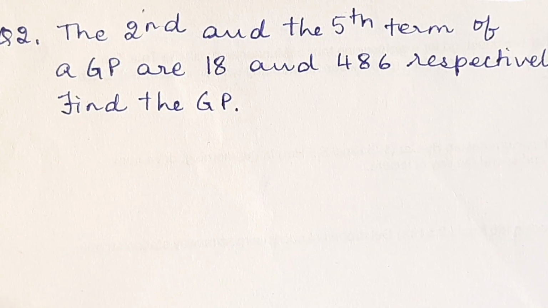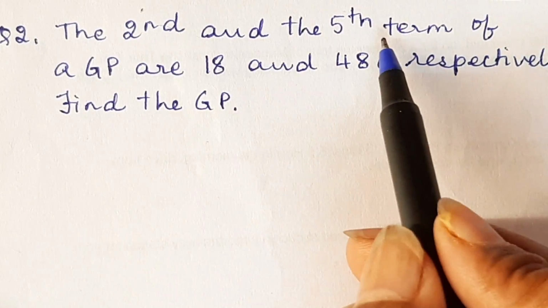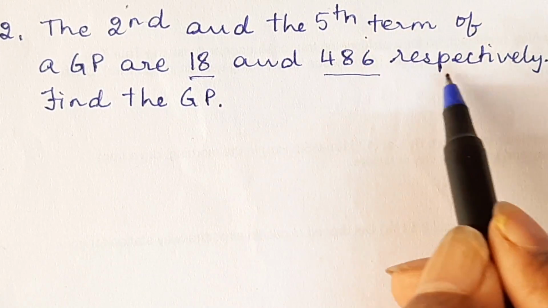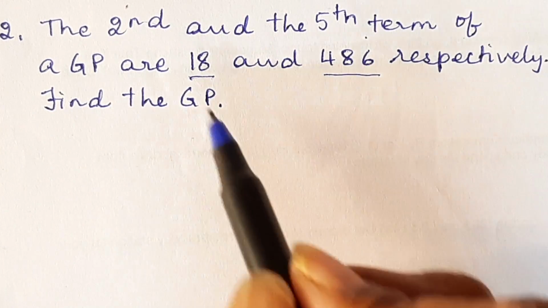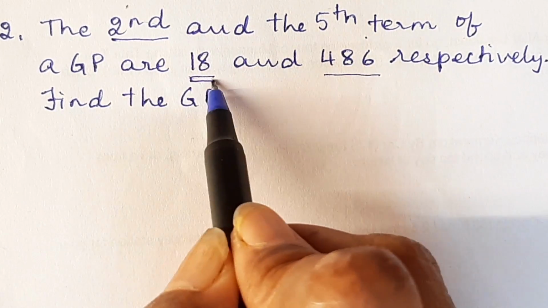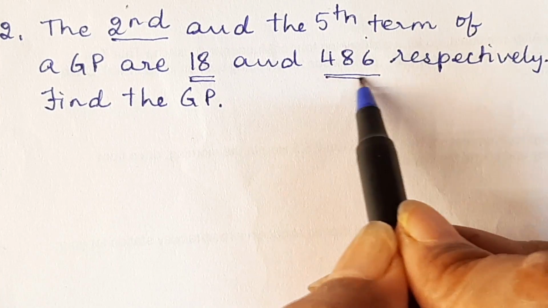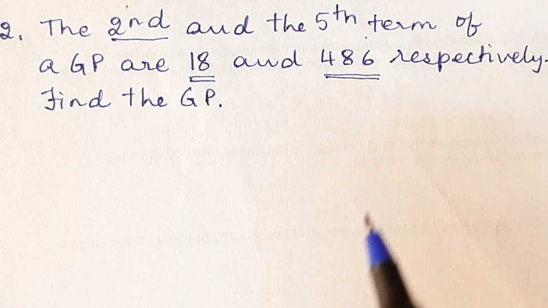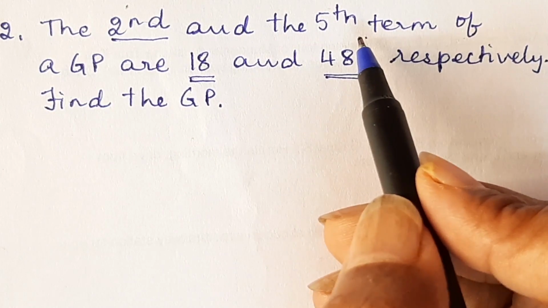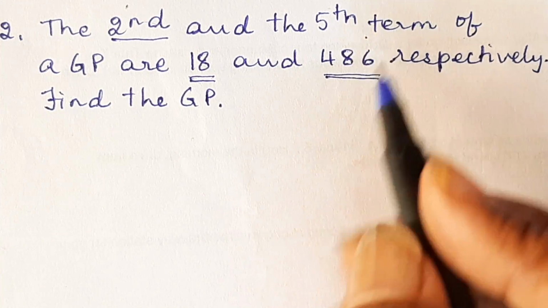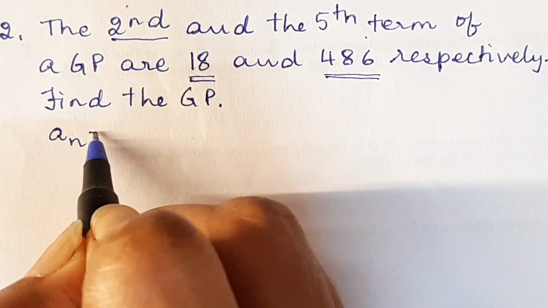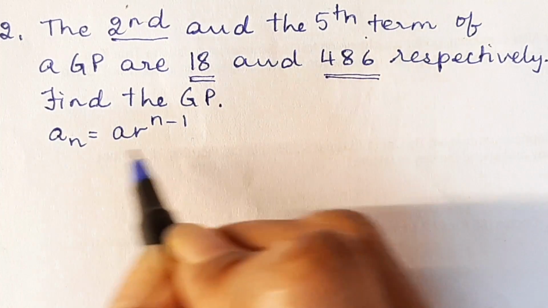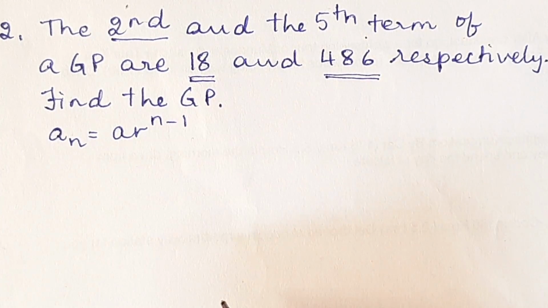Let us come to the second question. The second and the fifth term of a GP are 18 and 486 respectively. Find the GP. So we know that the second term is 18 and the fifth term is 486. Second term becomes A2 and fifth term becomes A5. So definitely we are going to think of the formula of an. So we will write an equal to ar to the power n minus 1. This is the general term of a GP.